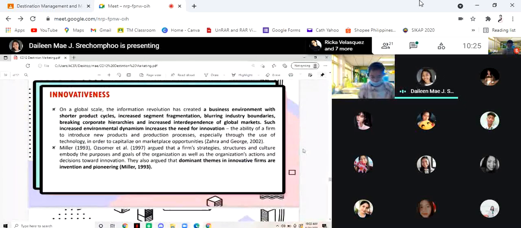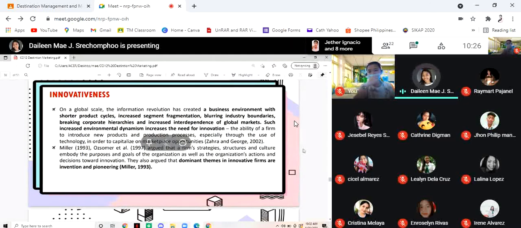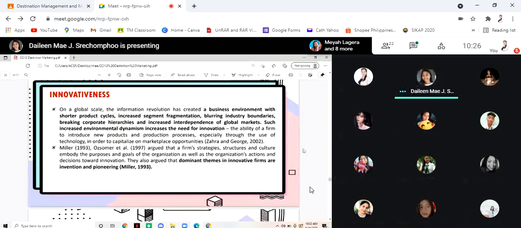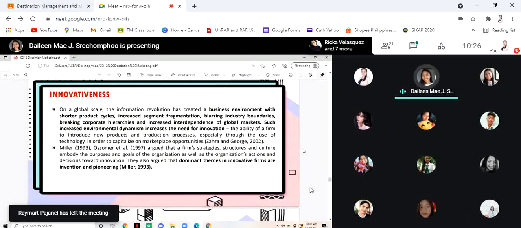Next is a business environment with shorter product cycles, increased segment fragmentation, blurring industries' boundaries, breaking corporate hierarchies, and increased interdependence of global markets. Such increased environmental dynamism increases the need for innovation. So, yun nga, sa ating ever-changing na mundo, yung mga pamamaraan sa paligid ay palagi nagbabago, katulad ng technological innovation. Kailangan lagi daw tayong ready sa mga makabagong ways. Kasi, yun yung magiging driver natin for success, yung innovation.